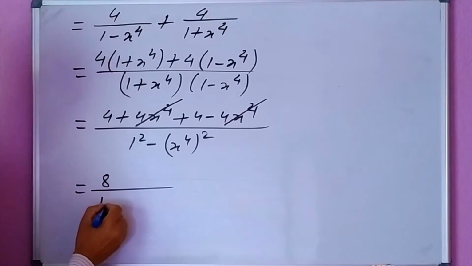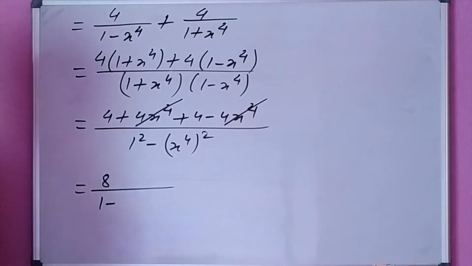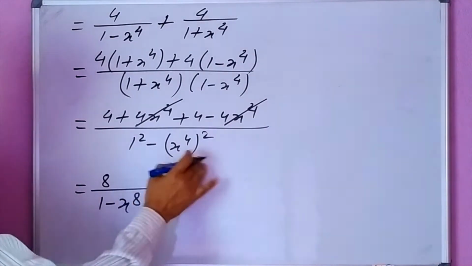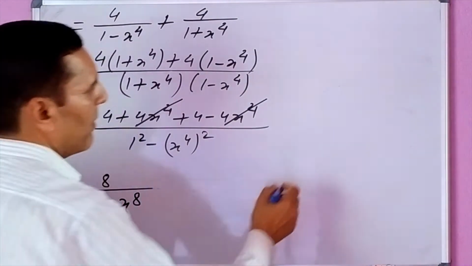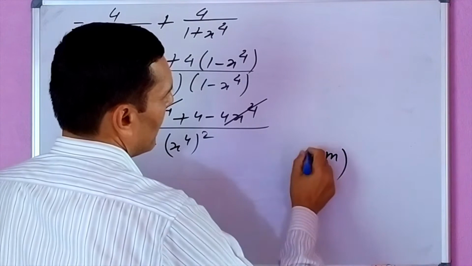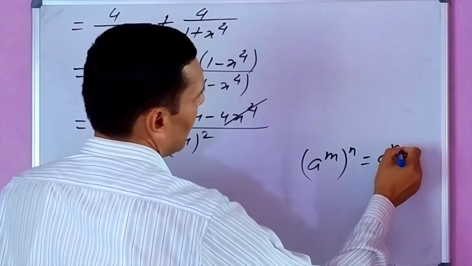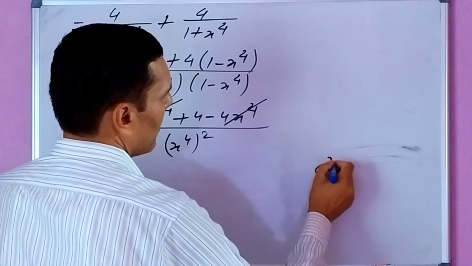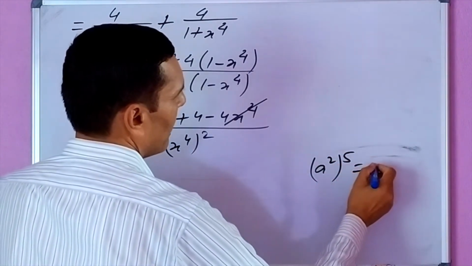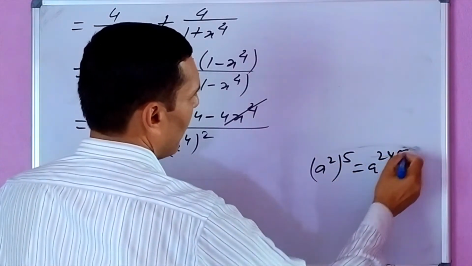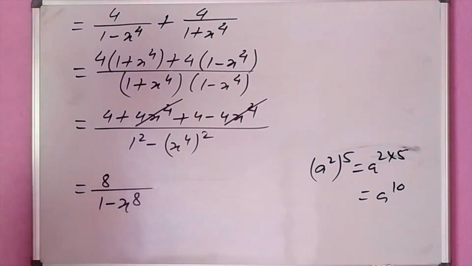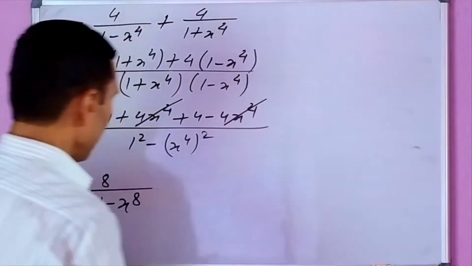Upon 1 minus x power 4 into 2, so it is x power 8, because powers are multiplied together. We know that a to the power m to the power n is a to the power m into n. Like if we have a square to the power 5, it is a to the power 2 into 5, a to the power 10, just like this here. 4 into 2 is 8. So this is the answer of this question.